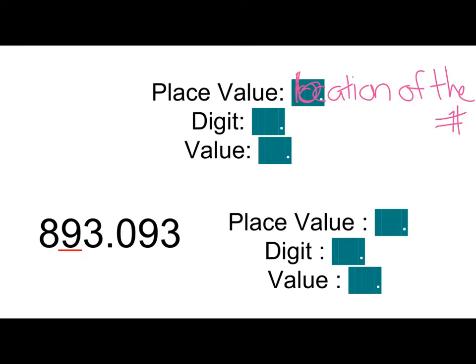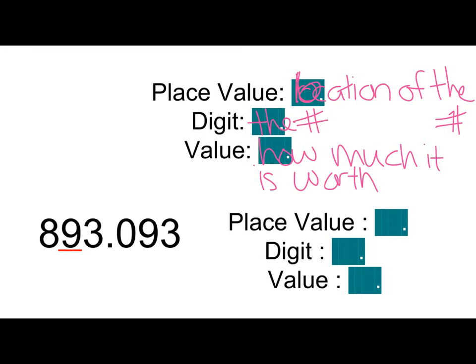The digit is the number. Okay, that's a number sign, not just a hashtag. So the place value is where it sits, the digit is the number, and the value is how much it is worth. So like a 1 in the ones place is worth 1. A 2 in the ones place is worth 2. Its value is 2. But it is still in the ones place and its digit is 2. Okay, so let's practice here.